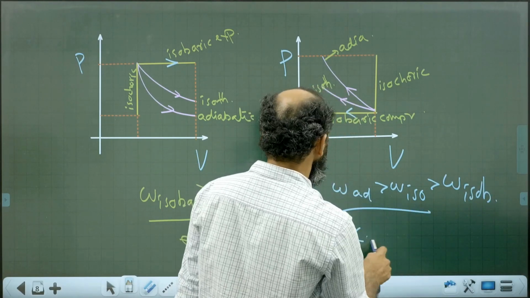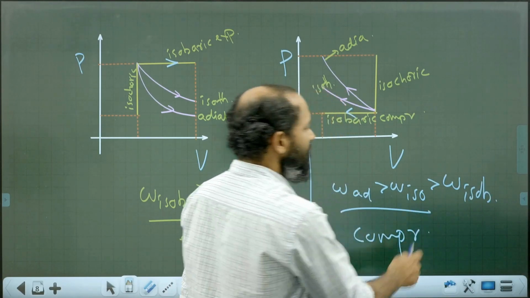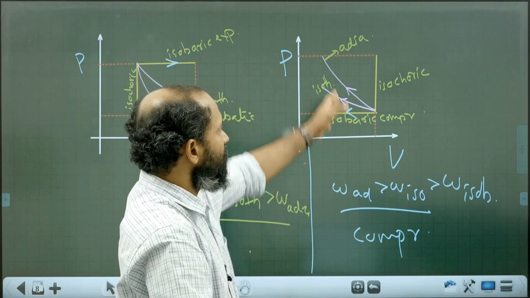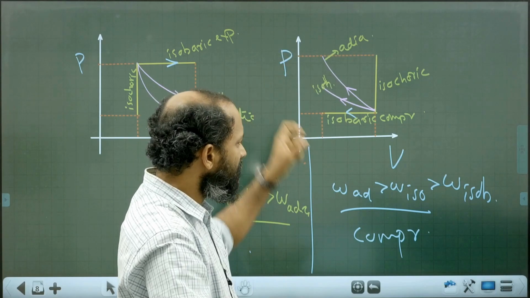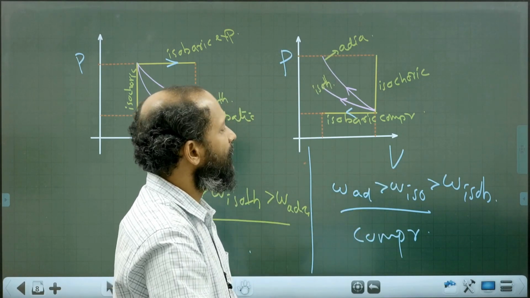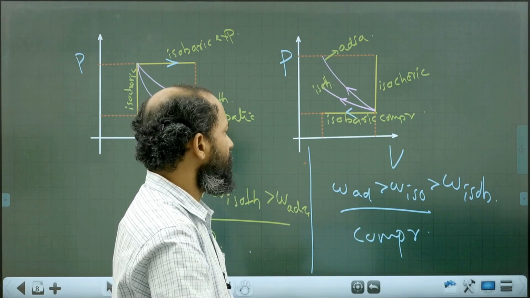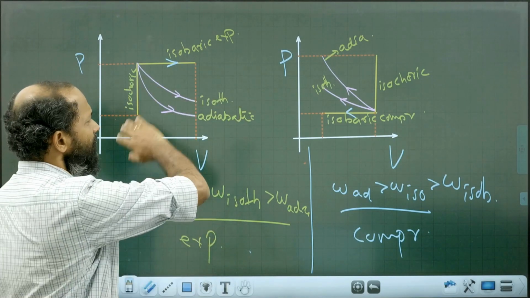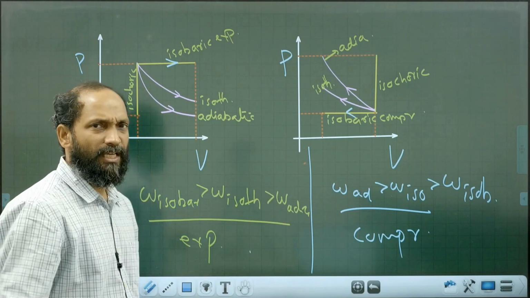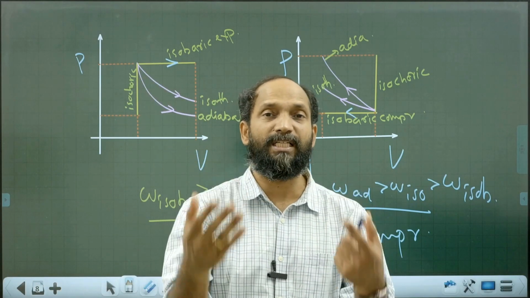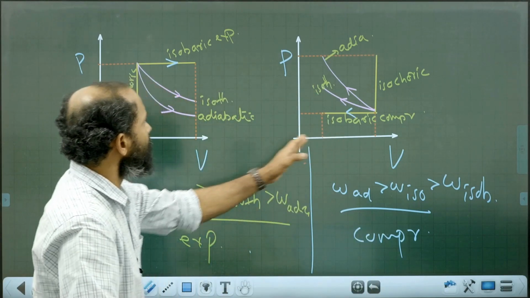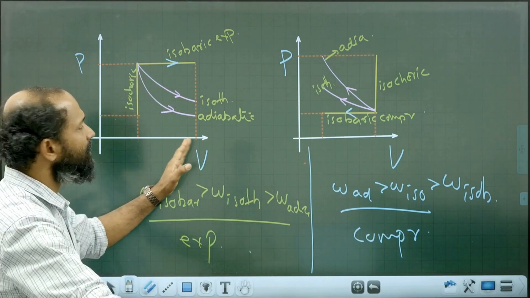That is for compression. While an ideal gas is being compressed through the same change in volume in each of these three processes, the least work is performed during isobaric compression. Then maximum work is performed during adiabatic compression. In each of these cases, for a given change in volume, the maximum pressure change happens in the adiabatic process.